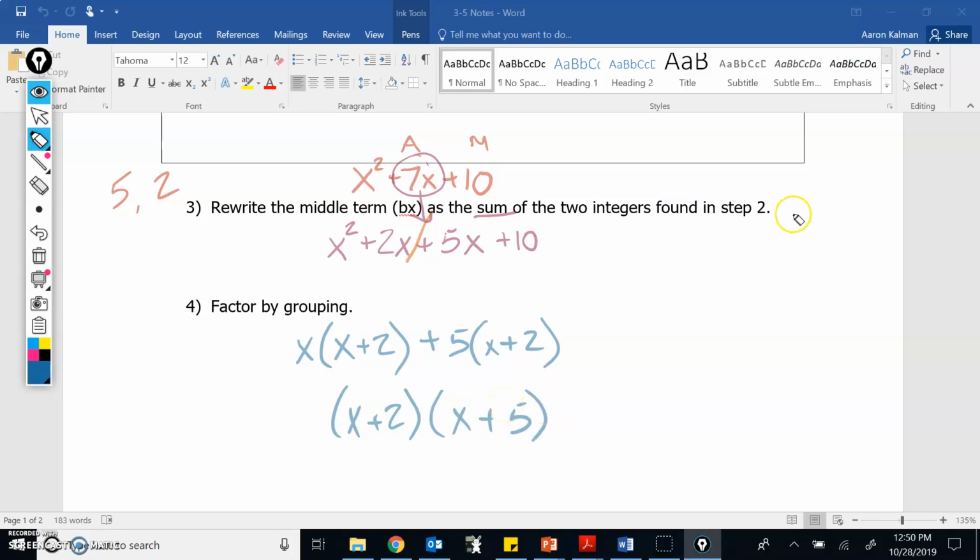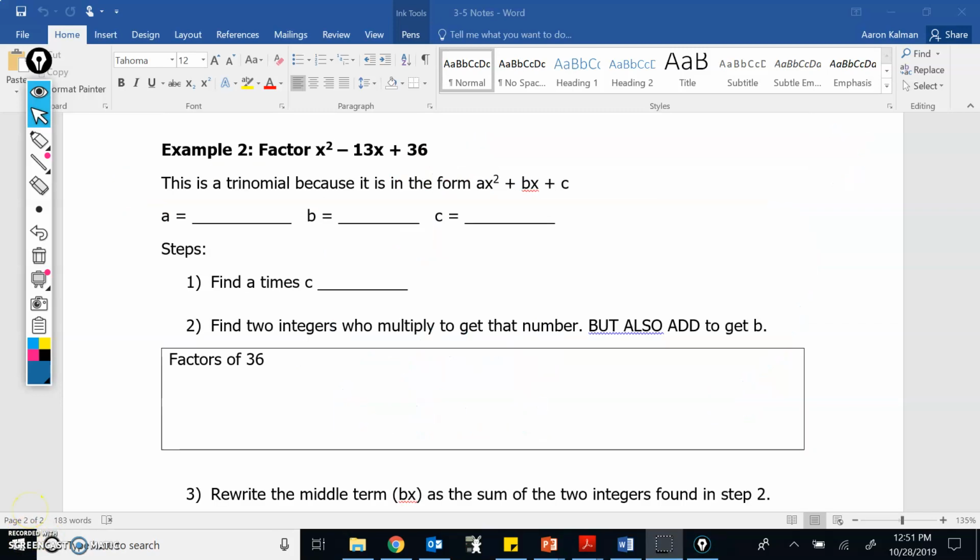Again, it's the same step from grouping from there below, but the only difference is up here, where we had to find the two factors that added to get the b value and multiplied to get the c value, and we rewrote them in terms of the grouping method. Let's do another example. On the back, same process that we're going to go through.